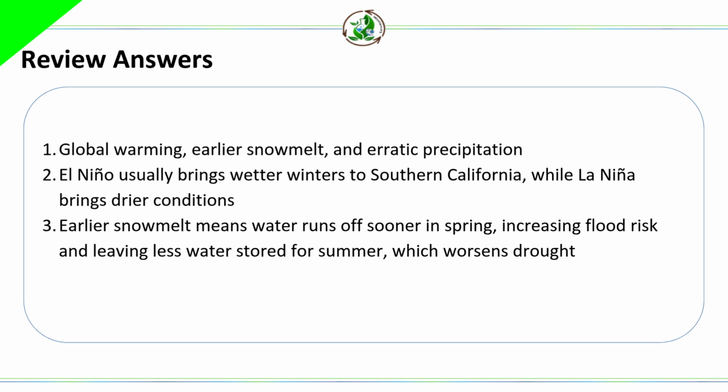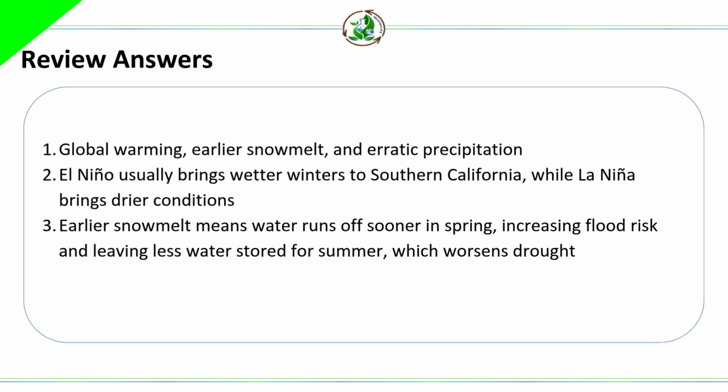Here are the answers to our review questions from Lesson B. 1. The three climate knobs that control California's water supply are global warming, earlier snowmelt, and erratic precipitation. 2. El Nino usually brings wetter winters to Southern California, which can help refill reservoirs, but may also cause flooding. La Nina brings drier conditions, increasing the risk of drought.